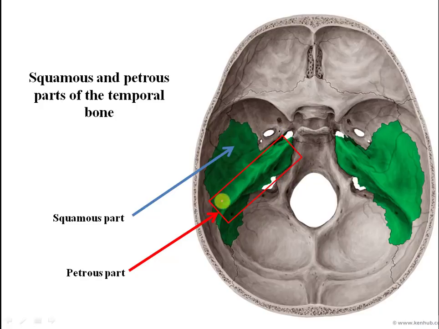Here, note that only the anterior surface of the petrous part of the temporal bone participates in the formation of the middle cranial fossa. The petrous part is wedge in shape.